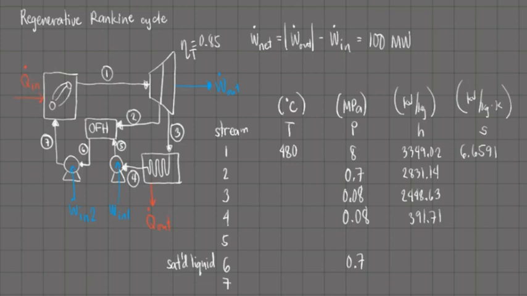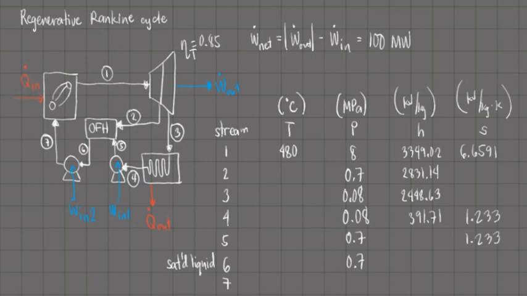Also, we need to determine the specific entropy at stream number 4 because that is the inlet to our first pump. From the steam tables, that is 1.233 kilojoules per kilogram per Kelvin. Since it was stated that both pumps are operating isentropically, stream 5 also has a specific entropy of 1.233 kilojoules per kilogram per Kelvin. Another assumption that we can make is that the open feed water heater also operates isobarically. From that assumption, we can say that the pressure of stream 6 is equal to the pressure of stream 2, which is also equal to the pressure of stream 5. Therefore, stream 5 also has a pressure of 0.7 megapascals.